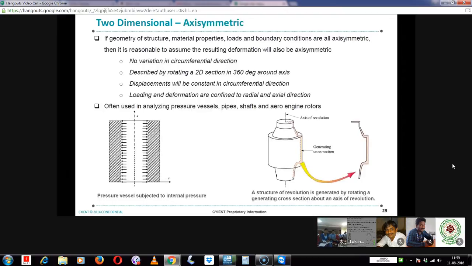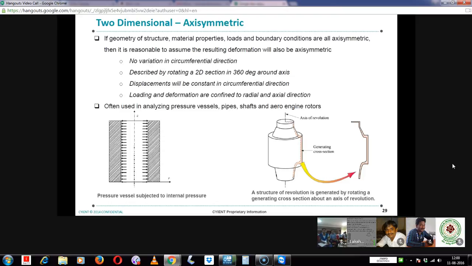That is for plane strain, and the third one is axisymmetric. This is also a very important application in stress analysis. If the geometry of the structure, material properties, loads and boundary conditions are all axisymmetric, then it is reasonable to assume that the resulting deformation will also be axisymmetric. When a component is axisymmetric geometry-wise, and its material properties, loads and boundary conditions are all axisymmetric, then the deformed shape will also be axisymmetric. Then we can consider it as an axisymmetric problem.